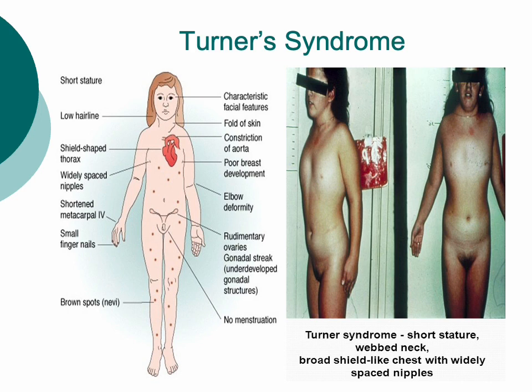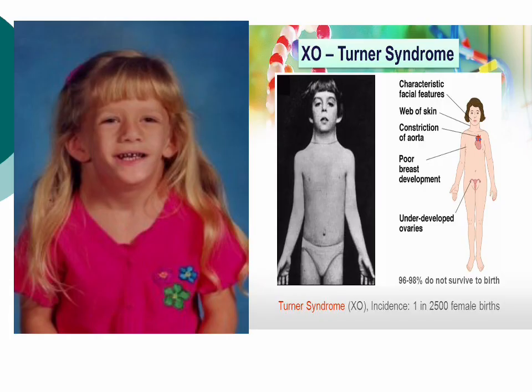The reason for the gonadal streak is that these individuals would have underdeveloped gonadal structures. They would have amenorrhea, or no menstruation. They have brown spots or nevi. Nevi is the plural for nevus. Nevus, in layman's terms, are just moles. So for Turner syndrome, they would have short stature, webbed neck, broad shield-like chest with widely spaced nipples.